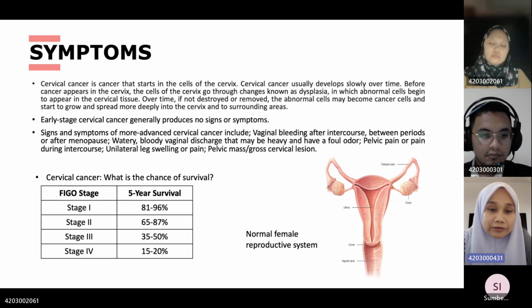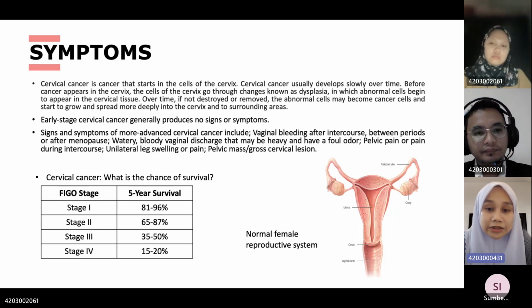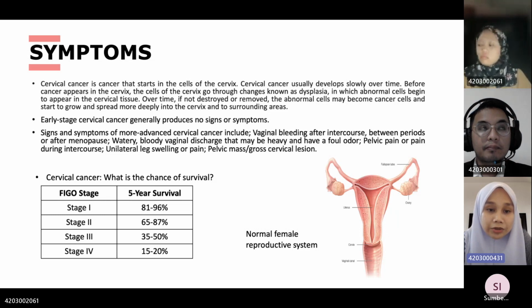Early stage cervical cancer generally produces no sign or symptom. Signs and symptoms of more advanced cervical cancer include vaginal bleeding after intercourse, between periods or after menopause; watery, bloody vaginal discharge that may be heavy and have a foul odor; pelvic pain or pain during intercourse; unilateral leg swelling or pain; pelvic mass or gross cervical lesion.